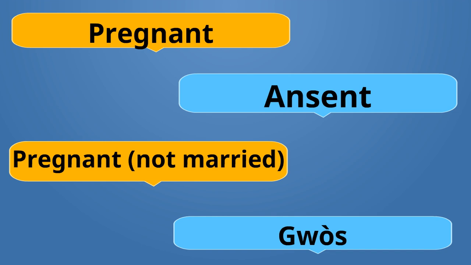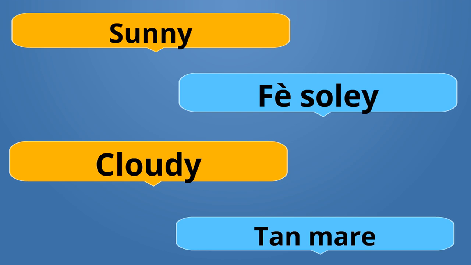Now we have sunny and cloudy. They're opposite. Okay, when it's sunny, we say li fè soleil. There's sun. When it's cloudy, we say tan mare. It's like the weather is not good. Tan mare.